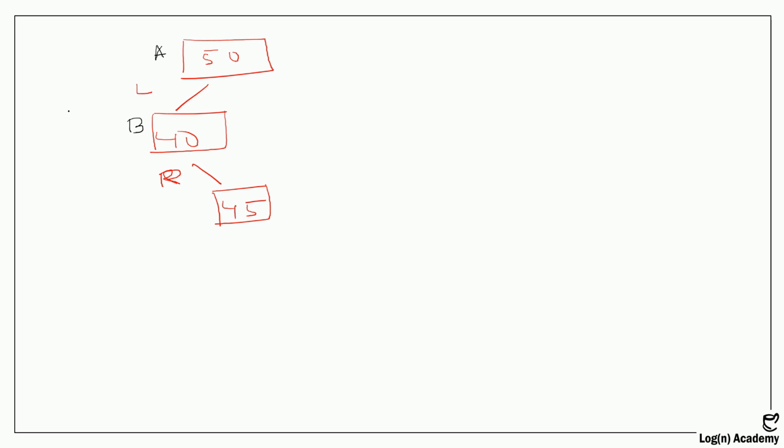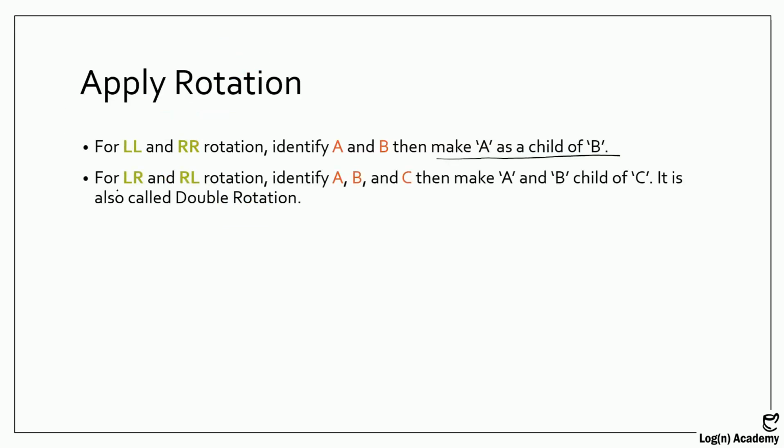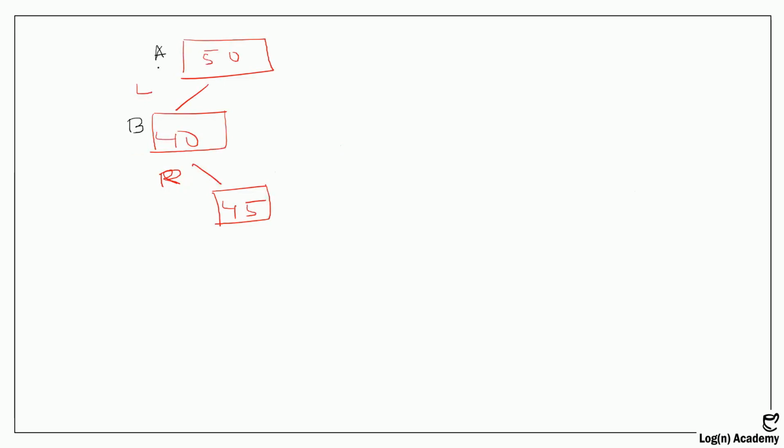So now for the LR and RL case, we will have to identify A, B, and C. We'll have to identify three nodes. Then make A and B children of C, right? Make A and B children of C. It is also called double rotation. Now, what we will do here, we have identified A, and then the child of A will be identified as B, and then the child of B will be marked as C. So now we have A, B, and C, three nodes.